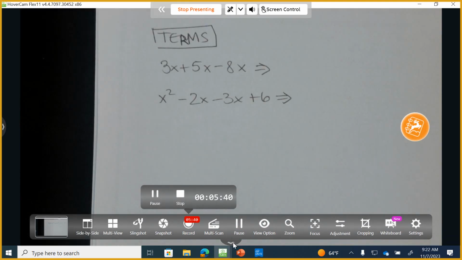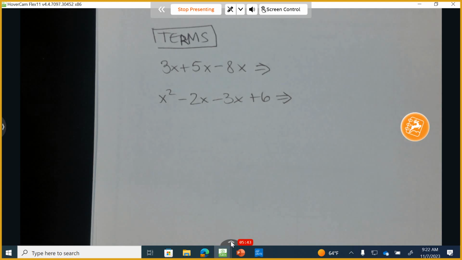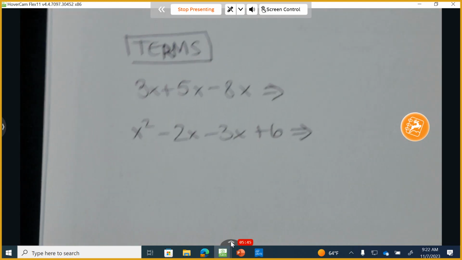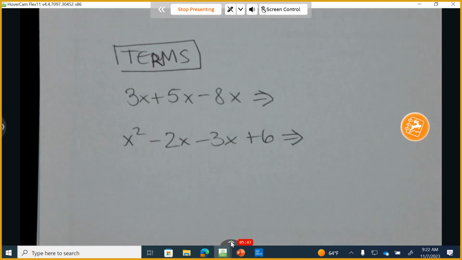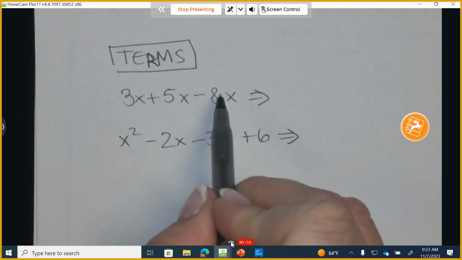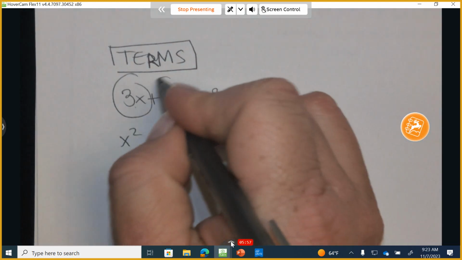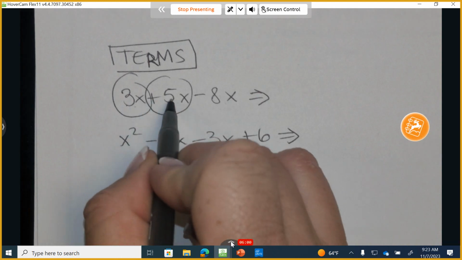So right now we're going to start by looking at these two examples. There's no reason for you to write them down. And we're going to identify how many unique terms. Terms represents groups. So first thing you have to do is you have to see what can you combine. All of these are like terms. So I'm able to combine 3 plus 5.